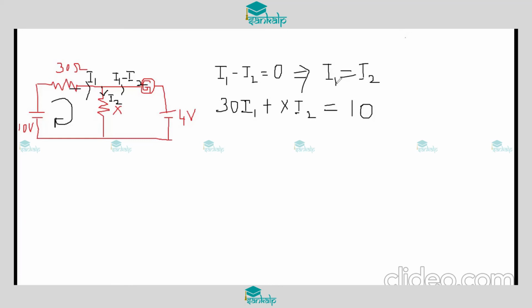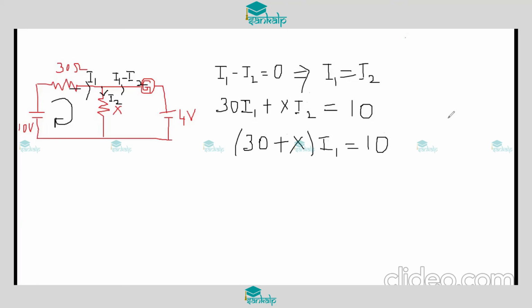So now, since I1 is equal to I2, I can write I2 is also equal to I1. So I will take it common. So again, 30 plus X into I1 is equal to 10.